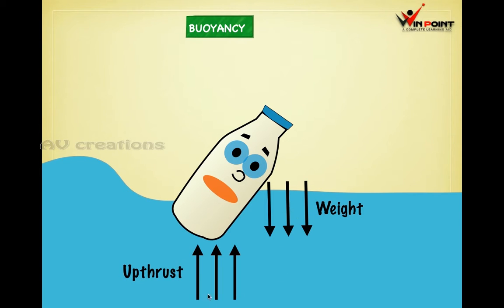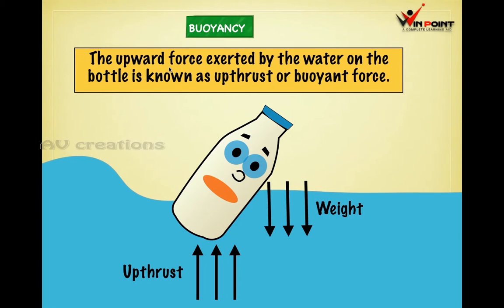This one is weight and this one is upthrust, the buoyant force. This upthrust is known as buoyant force. So these two forces are equal. That's the reason the bottle is able to float on water. The bottle is able to float on water because these two forces are balancing each other. The upward force exerted by the water on the bottle is known as upthrust or buoyant force.